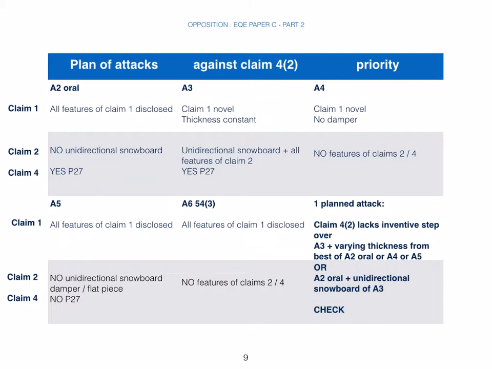There will be one planned attack, either claim 4 lacks inventive step over A3 plus varying thickness from the best of A2 oral or A4 or A5, or A2 oral is taken as the closest prior art, bringing in a unidirectional snowboard from A3. We have to check those attacks later. We'll put the checking of the attacks until the end. And now we'll go to claim 5.